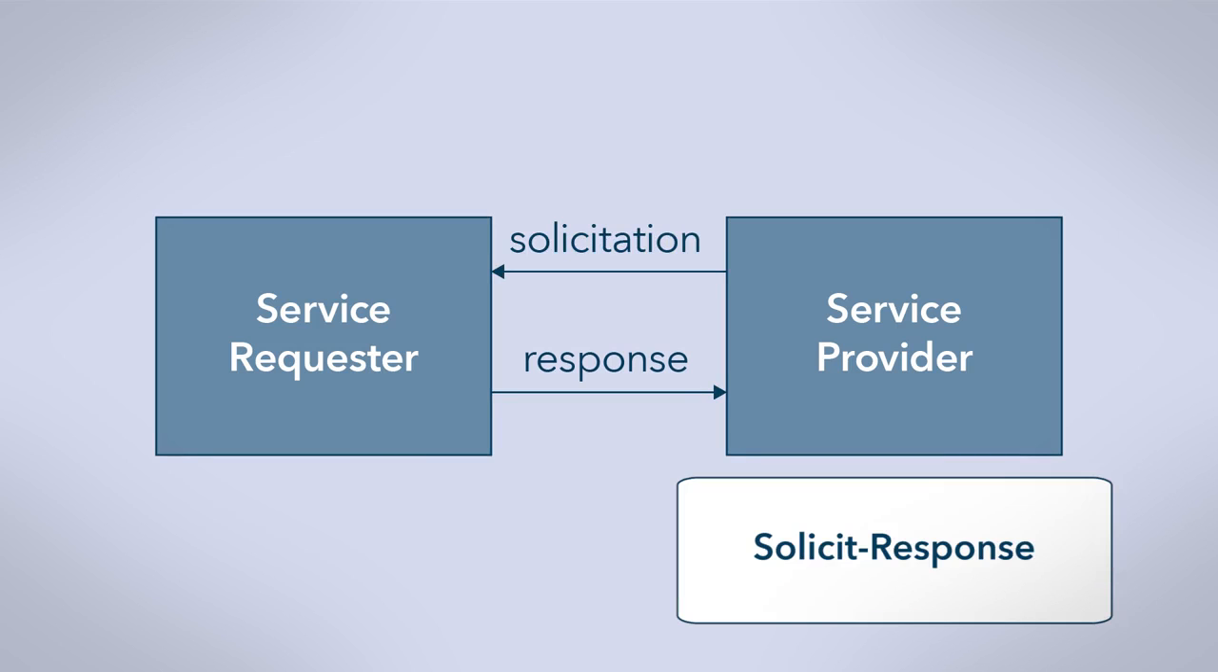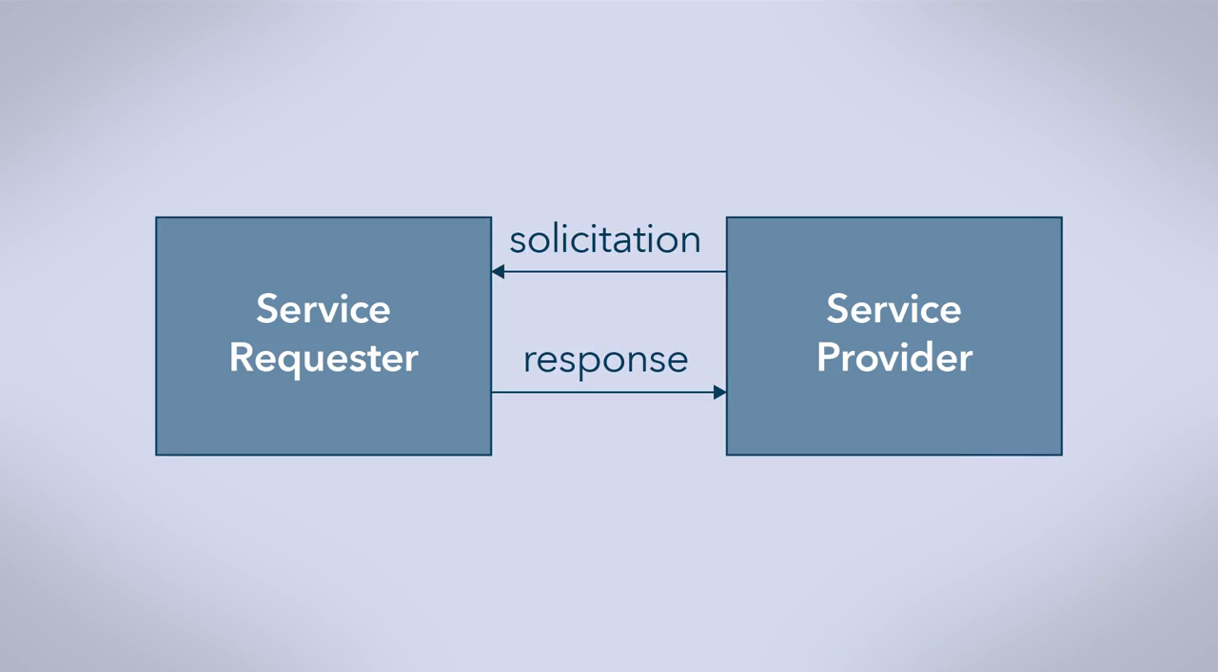In solicit response, which is also synchronous, the service provider instead makes a request to the service requester. This is often a confirmation. For example, the currency exchange rate could be sent to the service requester, which in turn sends a confirmation so that the service provider knows the requester has been updated.